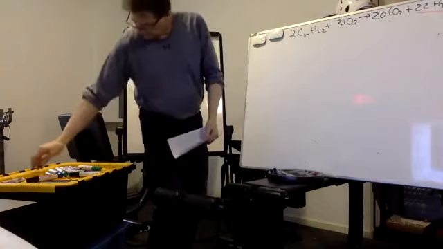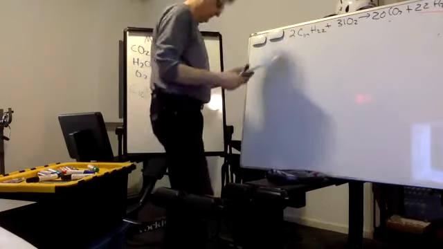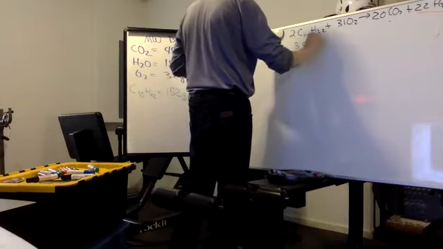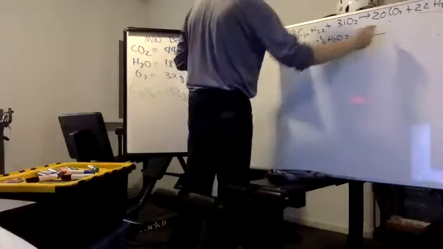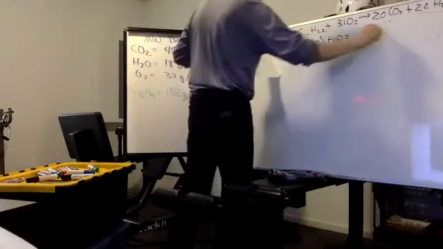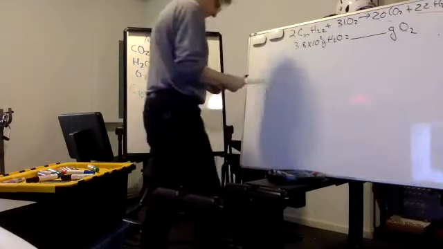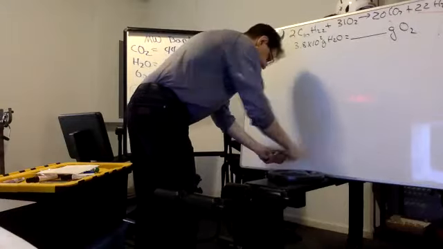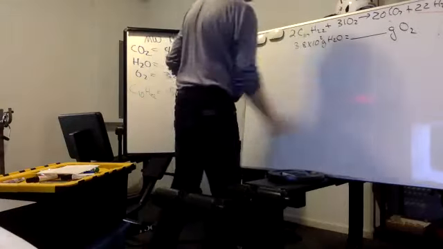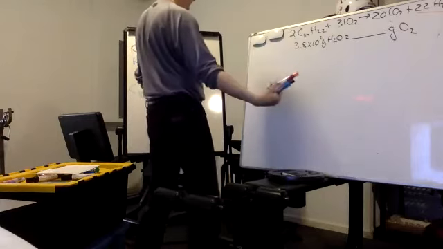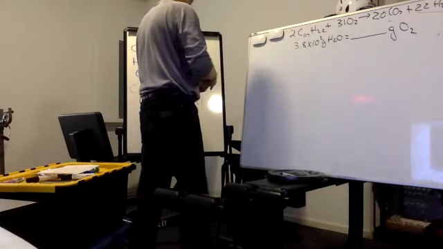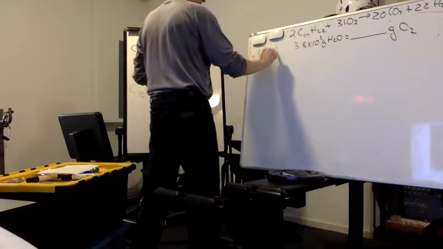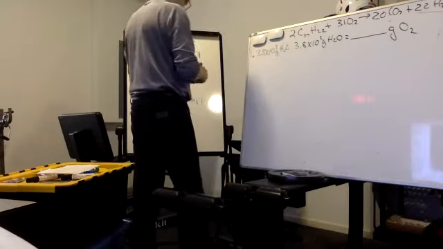All right, let's see what we got next. We got 3.8 times 10 to the second grams H2O, and we're converting that into grams O2. Okay. So, problem identification. It's GDG, type 4, 5 numbers. Number 1, 3.8 times 10 to the second grams H2O.